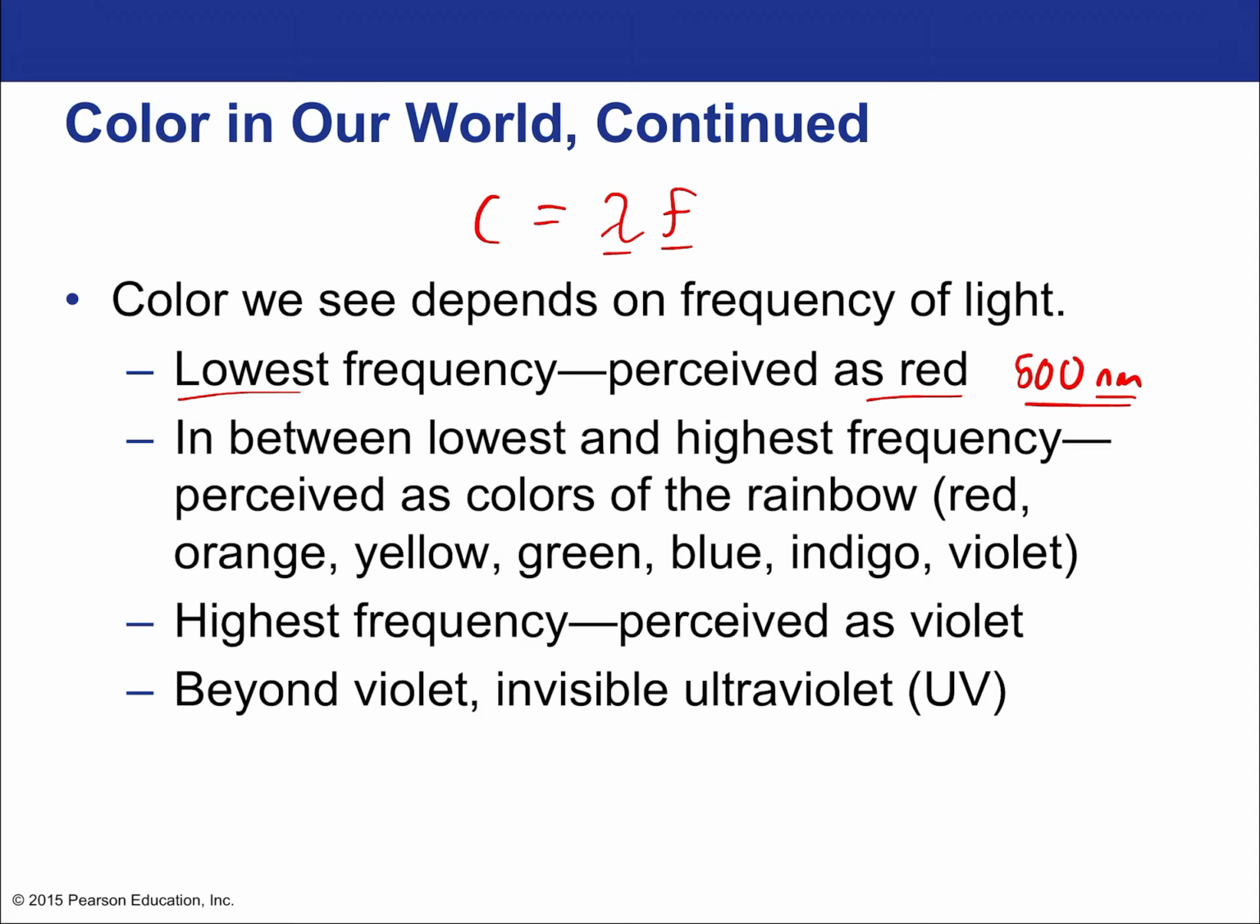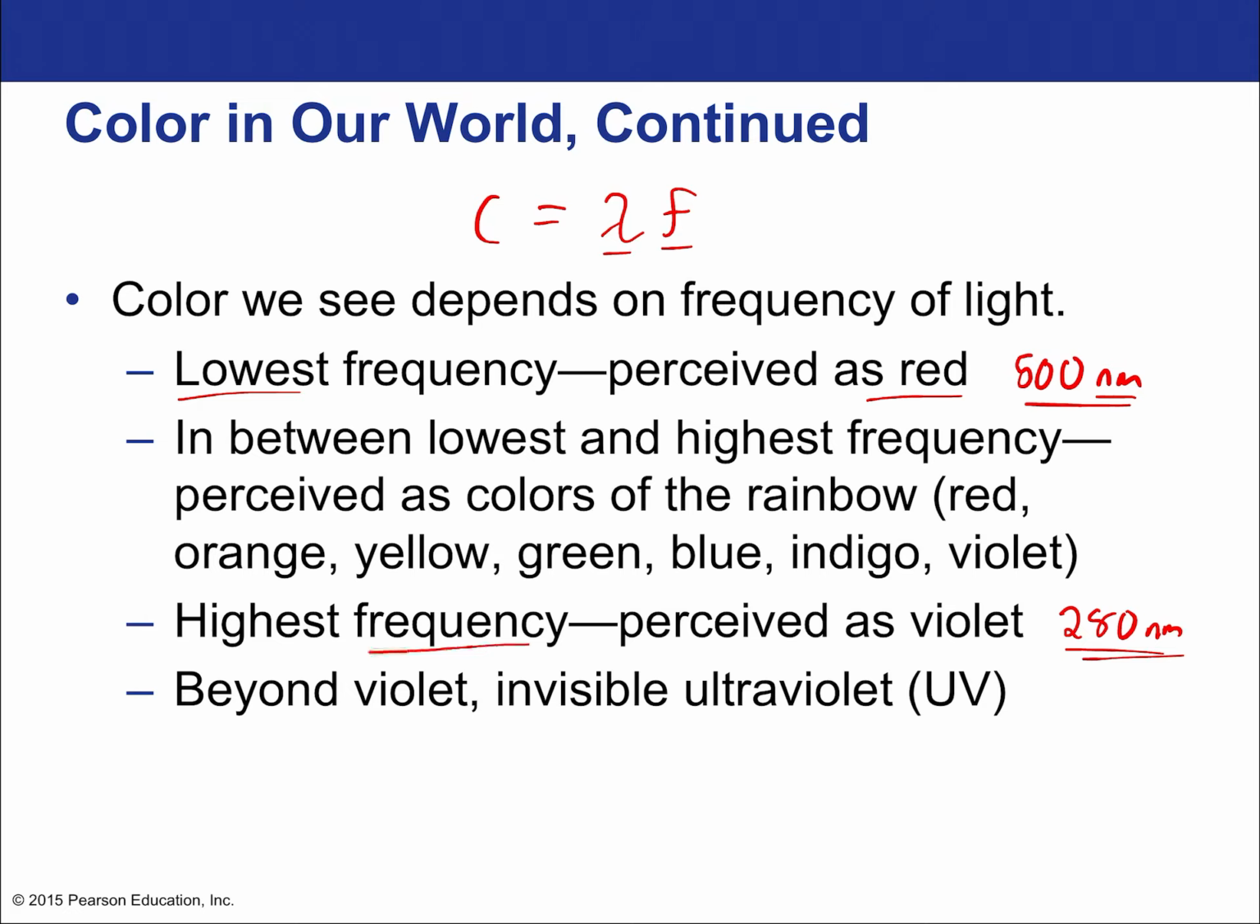And then we have the highest frequency, which is perceived as violet. That one is going to be around 280 nanometers. All right? So that's the entire spectrum, light between the lengths of 500 nanometers and 280 nanometers. Now, see how we're kind of simultaneously talking about frequency and wavelength? That's because they're one and the same.